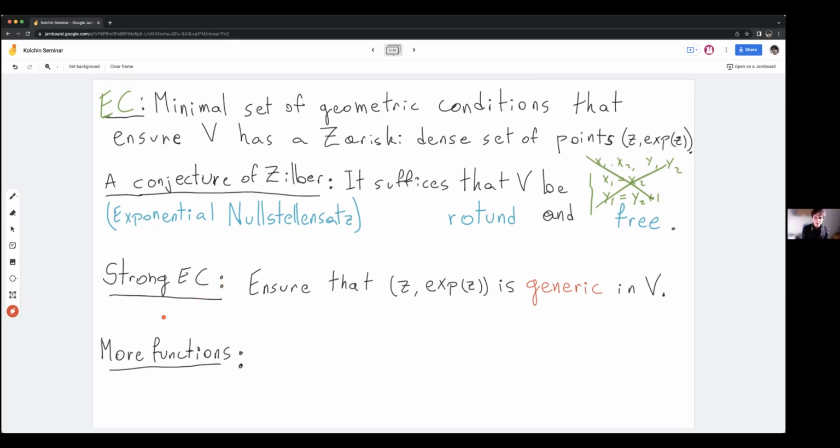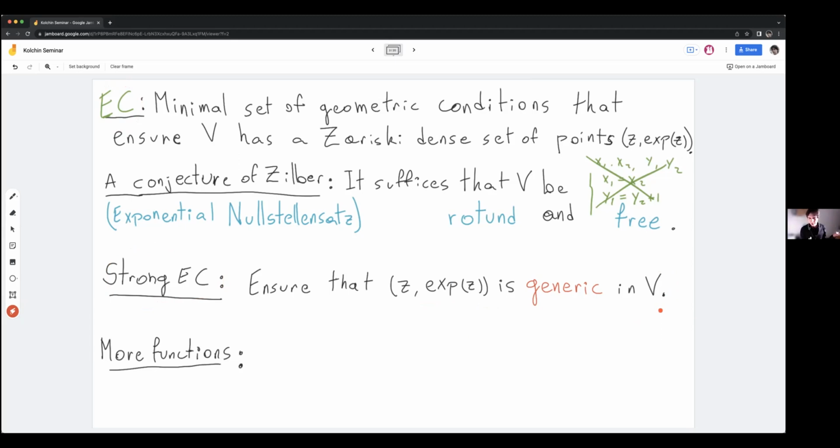Here, you're asked to do the same thing, but now you're not just satisfied with having many points in the graph of exponentiation. You want some of those points to be generic in V. And generic means of maximal transcendence degree. So the transcendence degree of this point needs to be equal to the dimension of V. Okay, so this is existential closedness. This is the question that I want to discuss today.